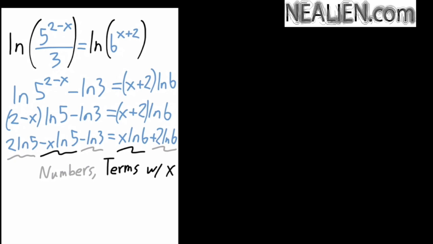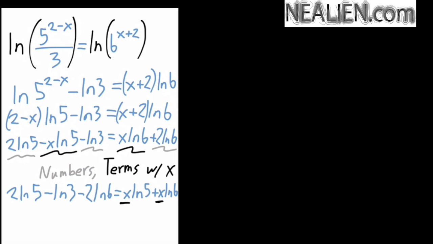I think it'd be good to get the terms with x on the right side. You could put them on the left side, but if you put them on the right side, everything's going to be a positive on the right side. So I'm going to put all the terms with numbers on the left side. So that means subtracting a 2 ln 6 from the right side and getting over to the left side. It's going to cancel on the right side. And then I'm going to add the x ln 5 to the right side.